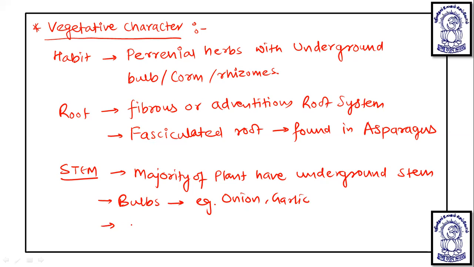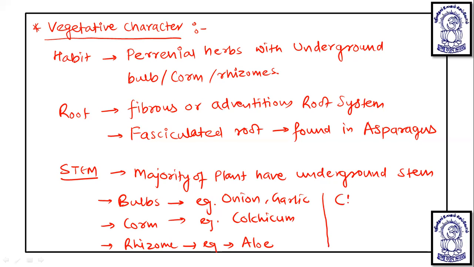Then you will see another underground stem modification, that is corm. That corm is seen in the example colchicum. And rhizome is seen in the member that is yellow. Okay, so you will see these types of members in this. But apart from this, you will also see another stem modification known as cladode, where a stem performs photosynthesis, and the examples are asparagus and ruscus, which we have already discussed in stem.